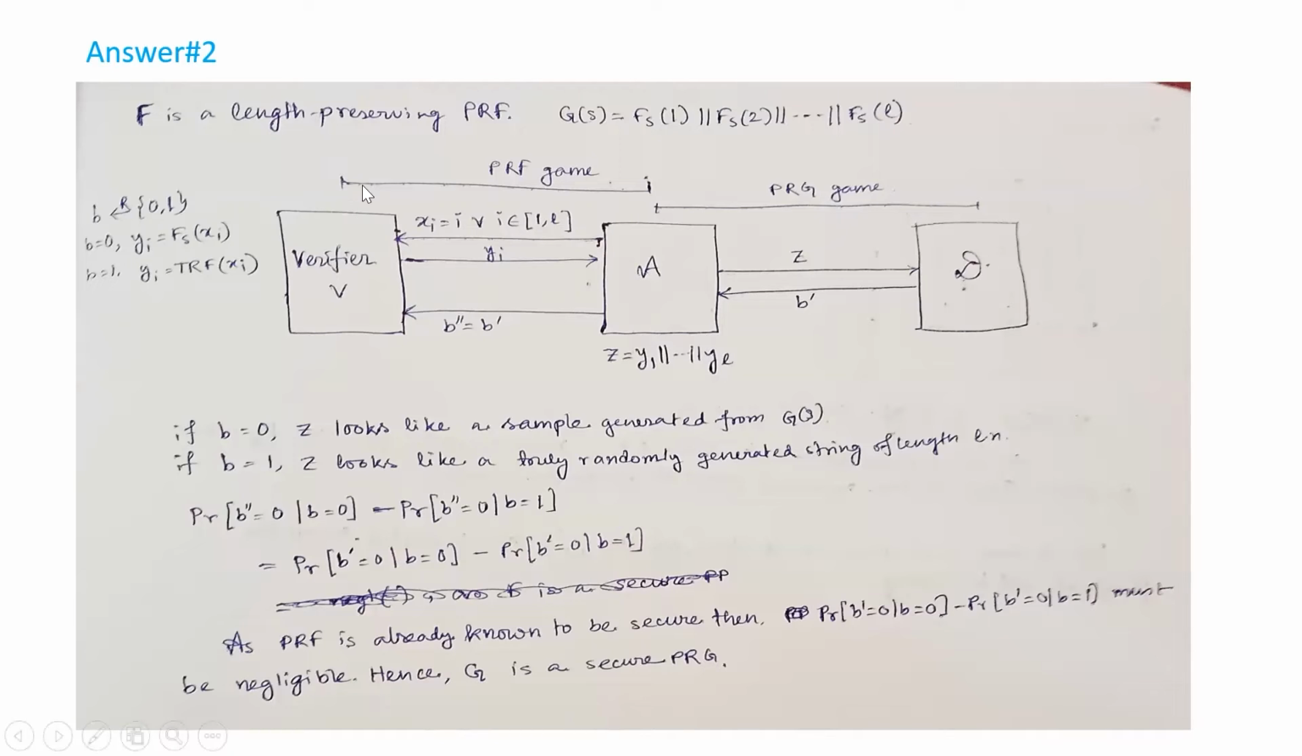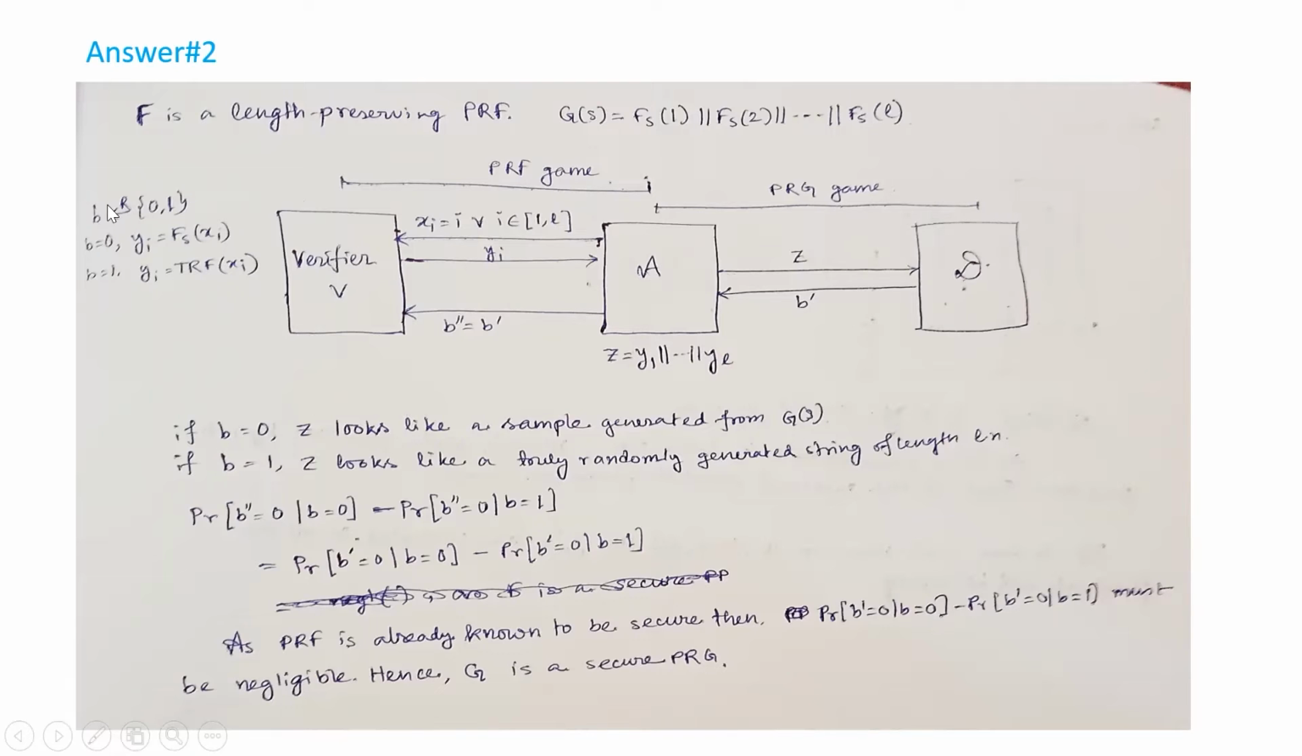As you know, we again define games between a verifier, some adversary A, and a PRG distinguisher D. If such a distinguisher D exists, which is able to distinguish the output of G of S from a truly random bit string of length ln, then the adversary A will also be able to distinguish the output of the PRF from truly random output. And as we already know, if f is a secure PRF, then such a D cannot exist with non-negligible probability.